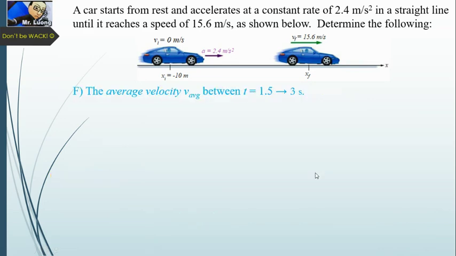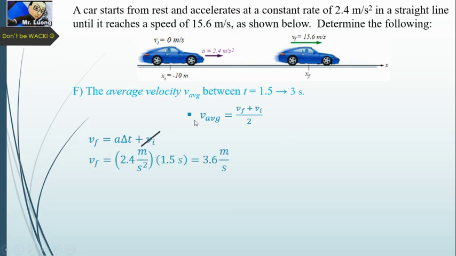Okay. Part F asks you to find the average velocity between 1.5 to 3 seconds. So here are a couple of different strategies you can employ. The first one I like for this one: acceleration is constant, so to me, it's super easy to find VF and VI. So I will do that. I will go ahead and find VF. VF at 3 seconds would simply be 2.4 times 1.5. Okay. Excuse me. I found the VF at 1.5 seconds.